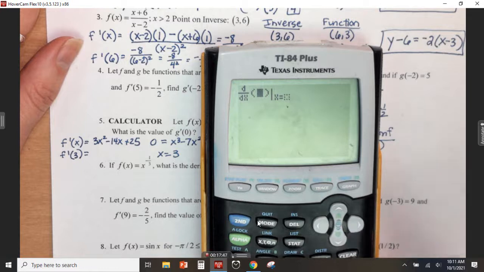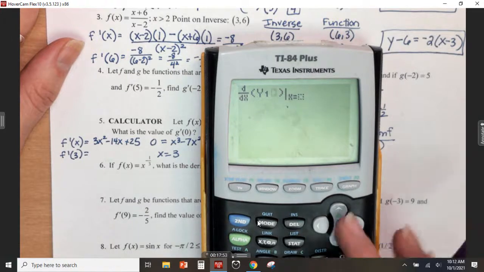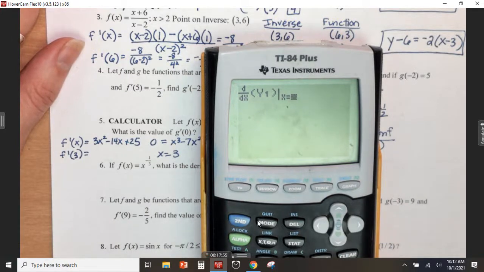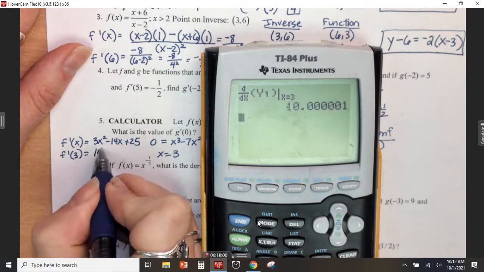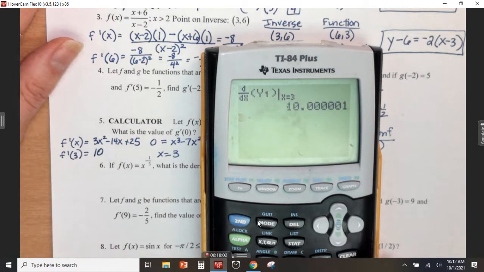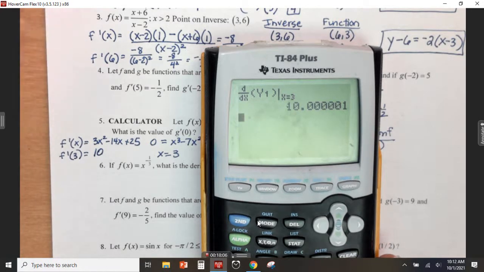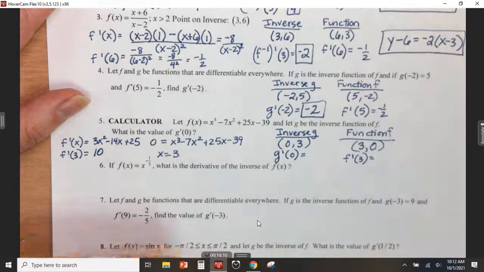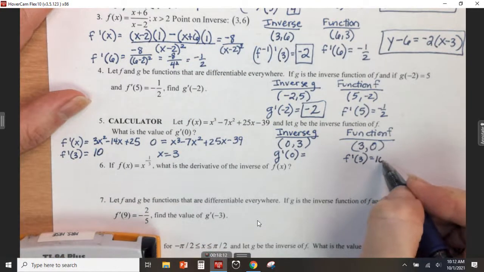ddx. My function's already typed in y1, so if I hit alpha trace number 1, it'll pull that in there, such that x is 3, and it gives me 10. Alpha trace enter will pull the y1 into that parentheses, so you don't have to retype it. You could retype it, but that saves you a little bit of button pushing. So I get f prime of 3 is 10.